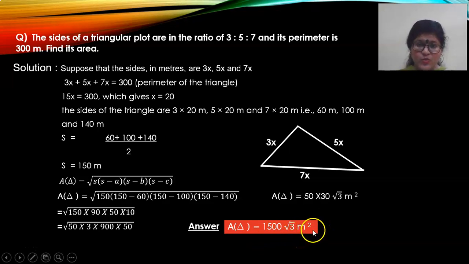1500 root 3 meters square is the area of this triangle having sides 60, 100 and 140 meters. I hope you have understood this problem. Please make a note of this. Write down this solution in your assignment sheet or in your notebook.